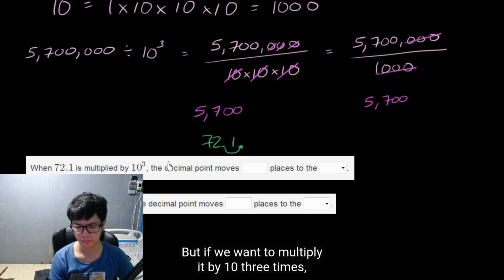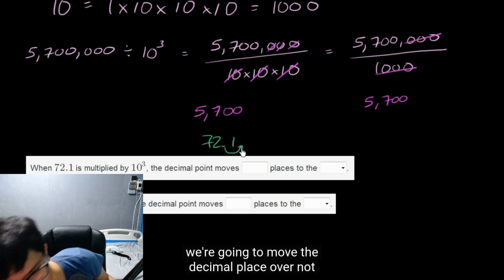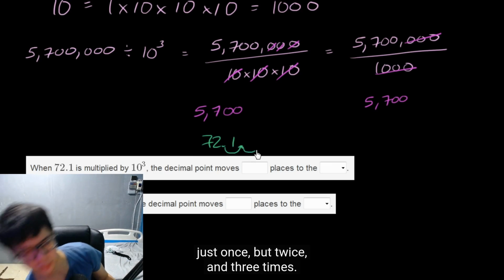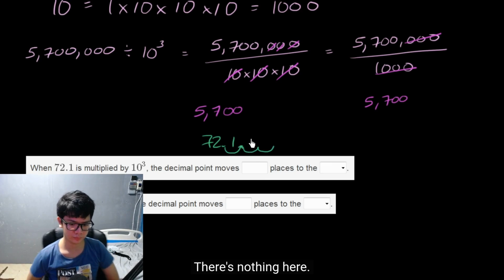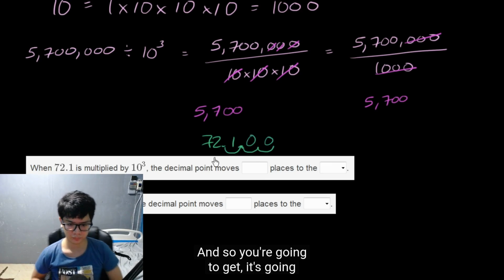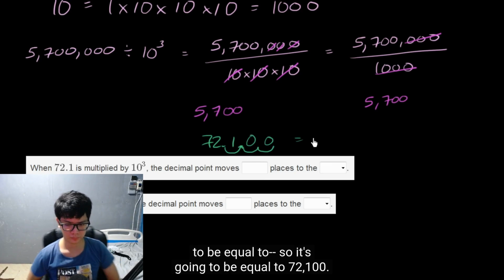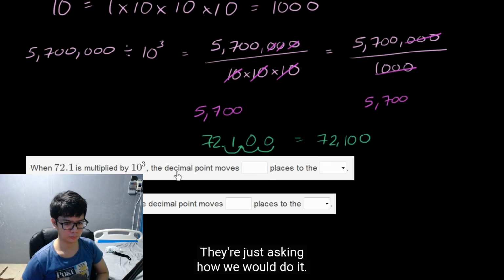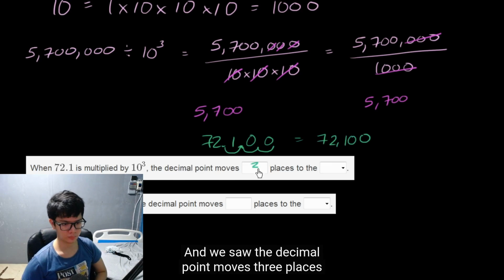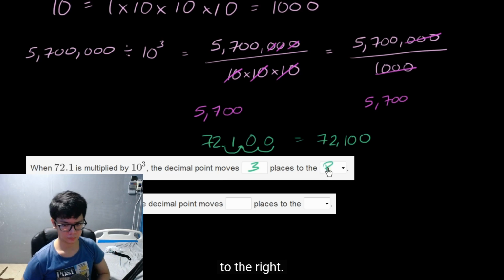If we want to multiply by 10 3 times, we're going to move the decimal place over not just once, but twice, and 3 times. And you say, wait, how can I move it over? There's nothing here. Well, you throw a 0 in there. And so it's going to be equal to 72,100. Now they're not asking us that. They're just asking how we would do it. And we saw the decimal point moves 3 places to the right.